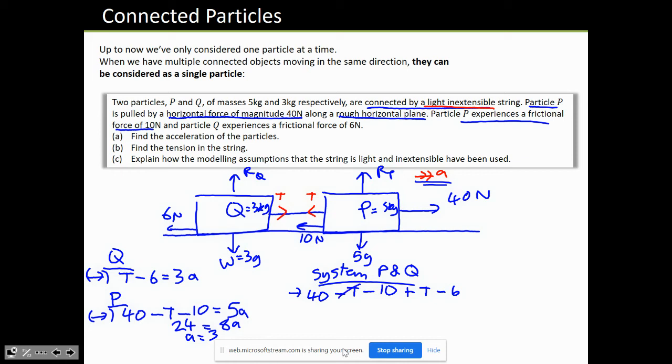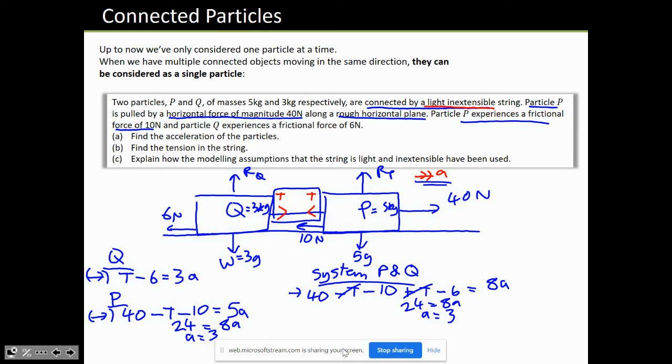And you can see the T's cancel out. We didn't need to write T at all because the tension here was equal and opposite. We can ignore tension when we take the system as a whole. We can just use the pulling force and the frictional forces. And this is equal to our total mass, because this is P and Q, our total mass is 8, times our acceleration, because force is mass times acceleration. So here you can see we have 24 is 8a, and therefore a is 3. We get the same thing as previously.